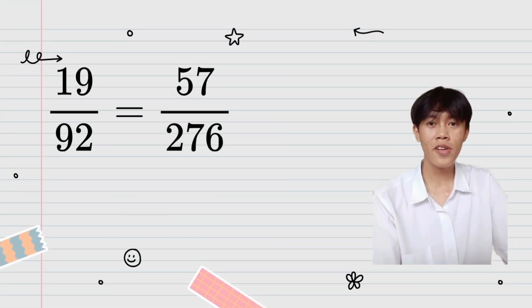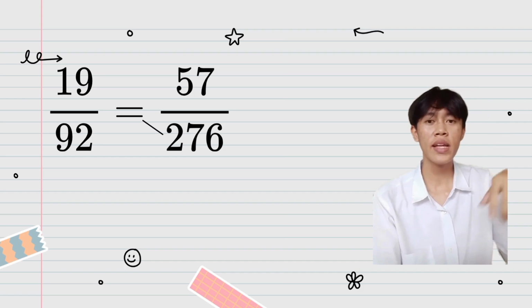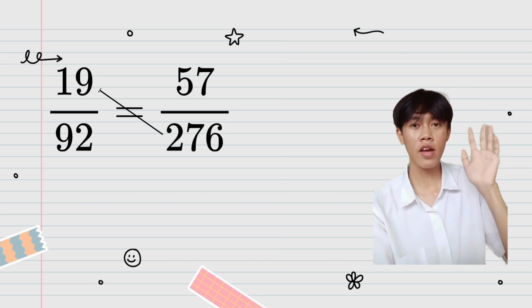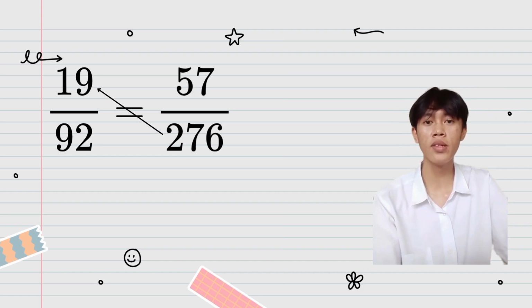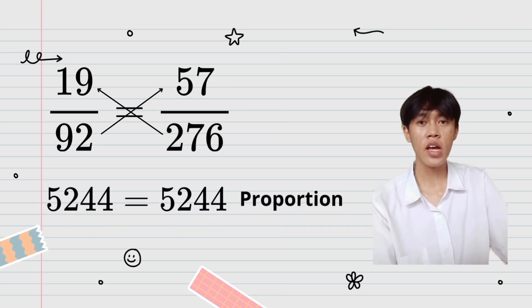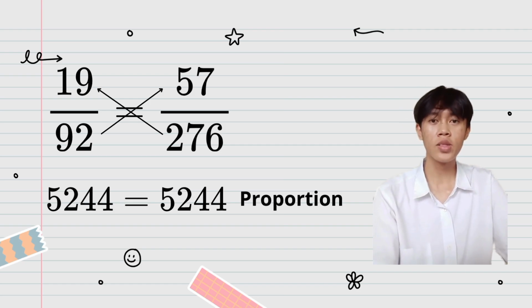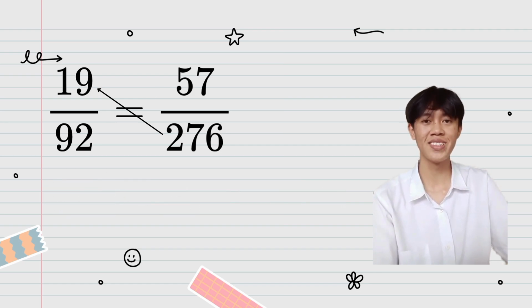Again, for this one, we will just cross multiply. So 92 times 57 is 5244, and then 276 times 19 is again 5244. So the cross products here are equal. So yes, this is a proportion.